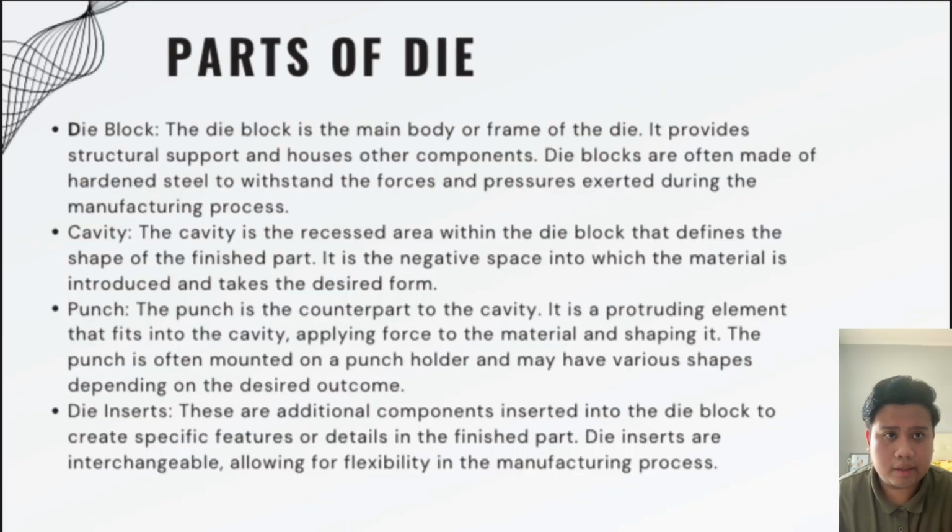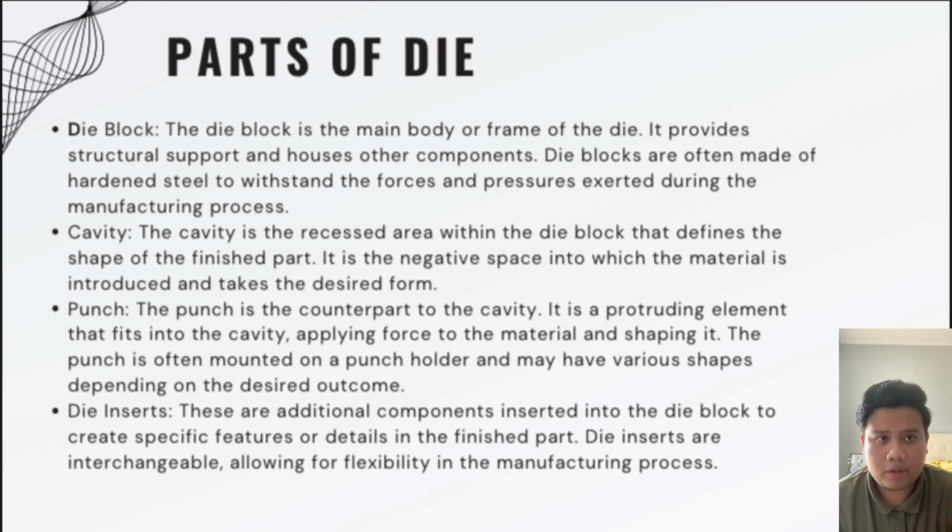Parts of a die. Die block. The die block is the main body or frame of the die. It provides structural support and houses other components. Die blocks are often made of hardened steel to withstand the force and pressure exerted during the manufacturing process.